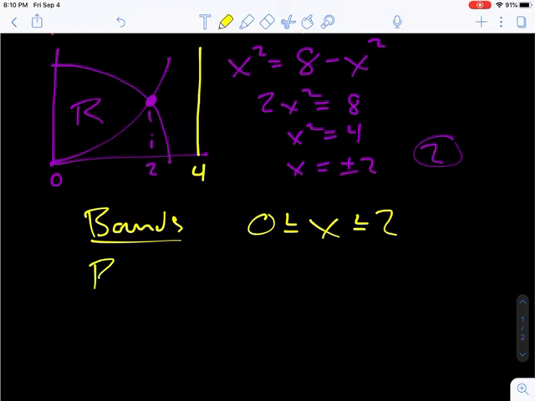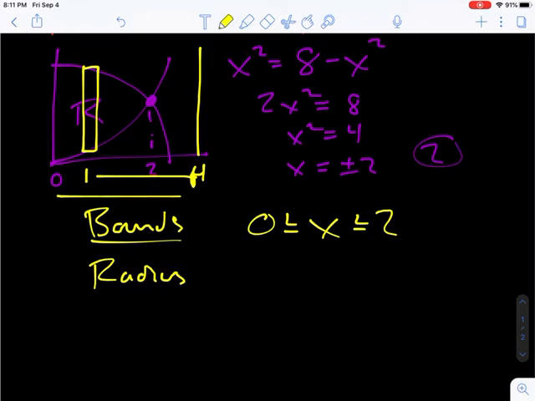The next thing I need to do is find the radius, because the easiest way to do this, of course, is going to be to use cylindrical shells. So I'm going to have a vertical rectangle, where the axis of the length of that rectangle is parallel to the axis of rotation, which is what you want when you're doing cylindrical shells. So the radius, the distance from here to the axis of rotation, is going to be 4 minus the distance x. So radius is 4 minus x.